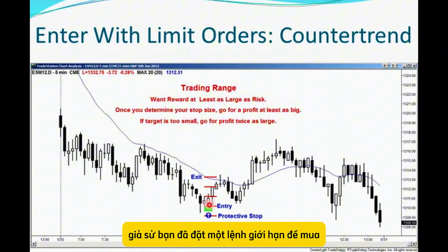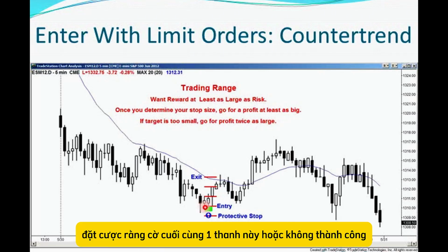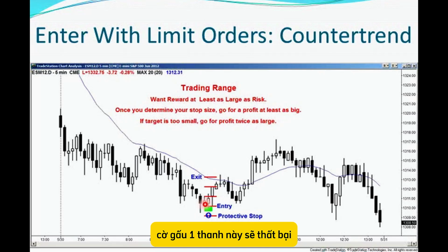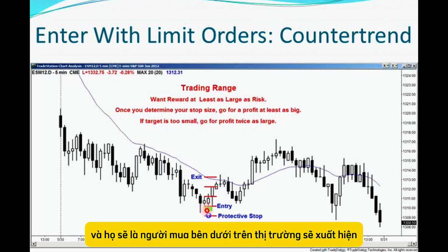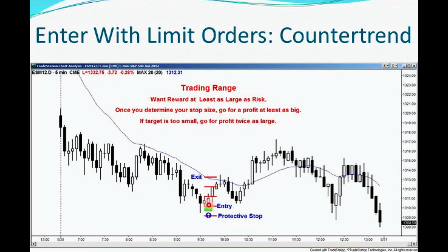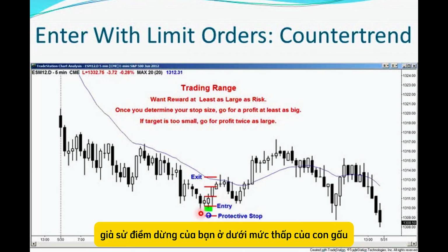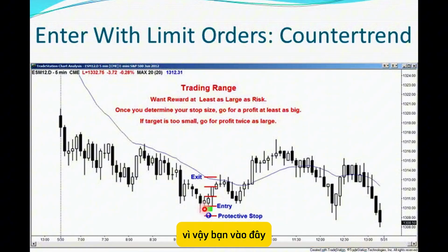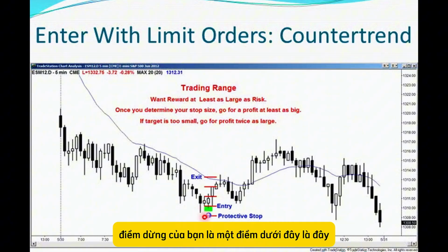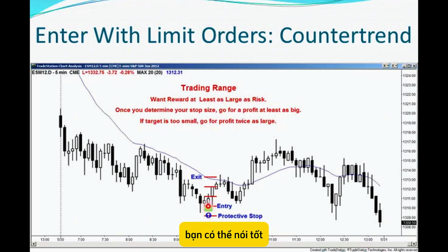So for example, let's say you placed a limit order to buy the low of the prior bar, betting that this one bar bear flag will fail, and there'll be buyers below and the market will turn up. Let's say your stop is below the low of the bear bar. So you enter here, your stop is one tick below, which is here. So your risk is actually very small. You could say, well, I'll get out with one times my risk.